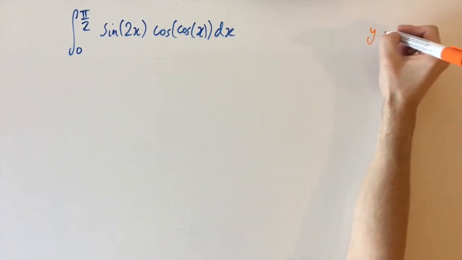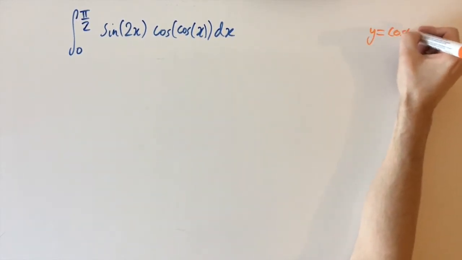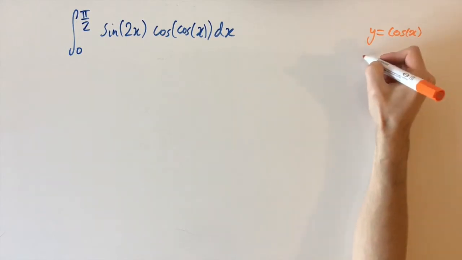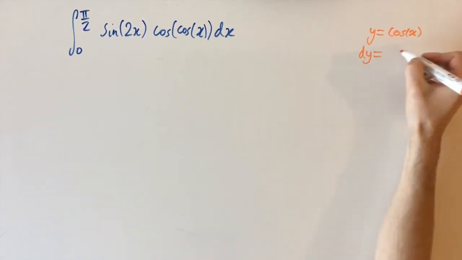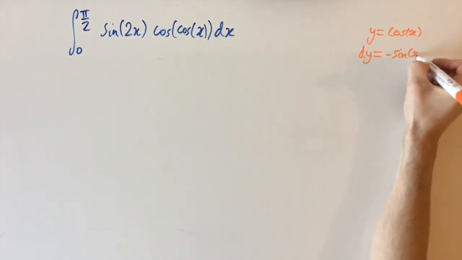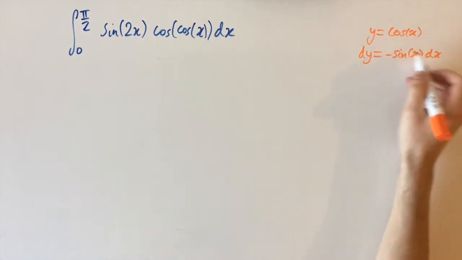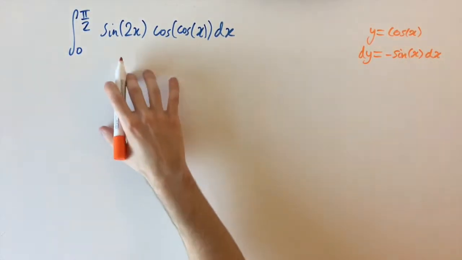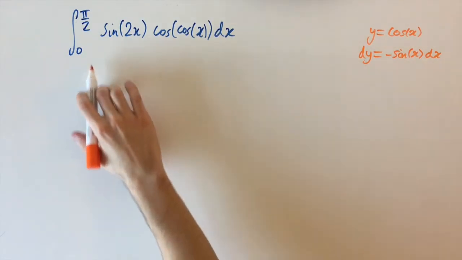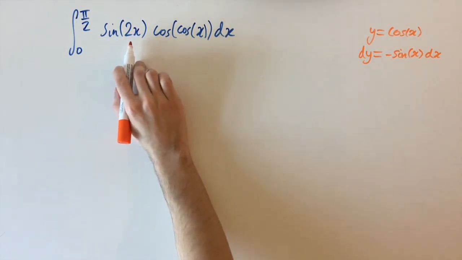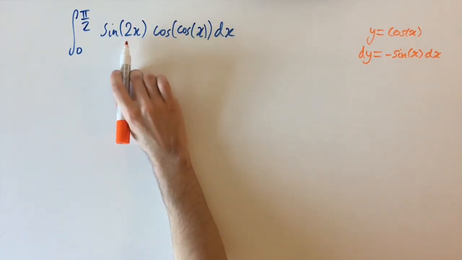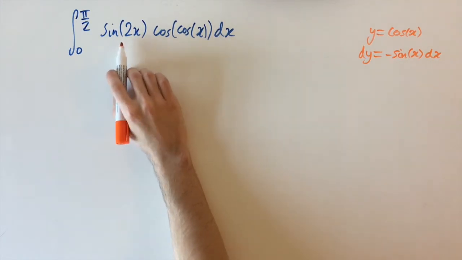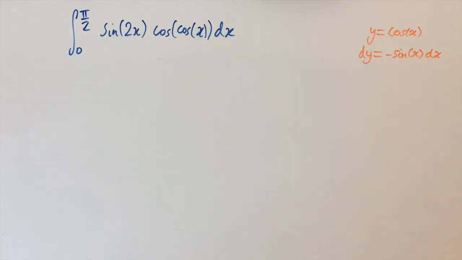So our plan is to let y be equal to cosine of x, and then we know that its derivative dy is equal to minus sine of x dx. Now to use the substitution, we need to find a sine in this integral somehow. And very conveniently, we have sine of 2x, but using the addition formula, we can express this as 2 times sine of x times cosine of x. So let me just write that out.